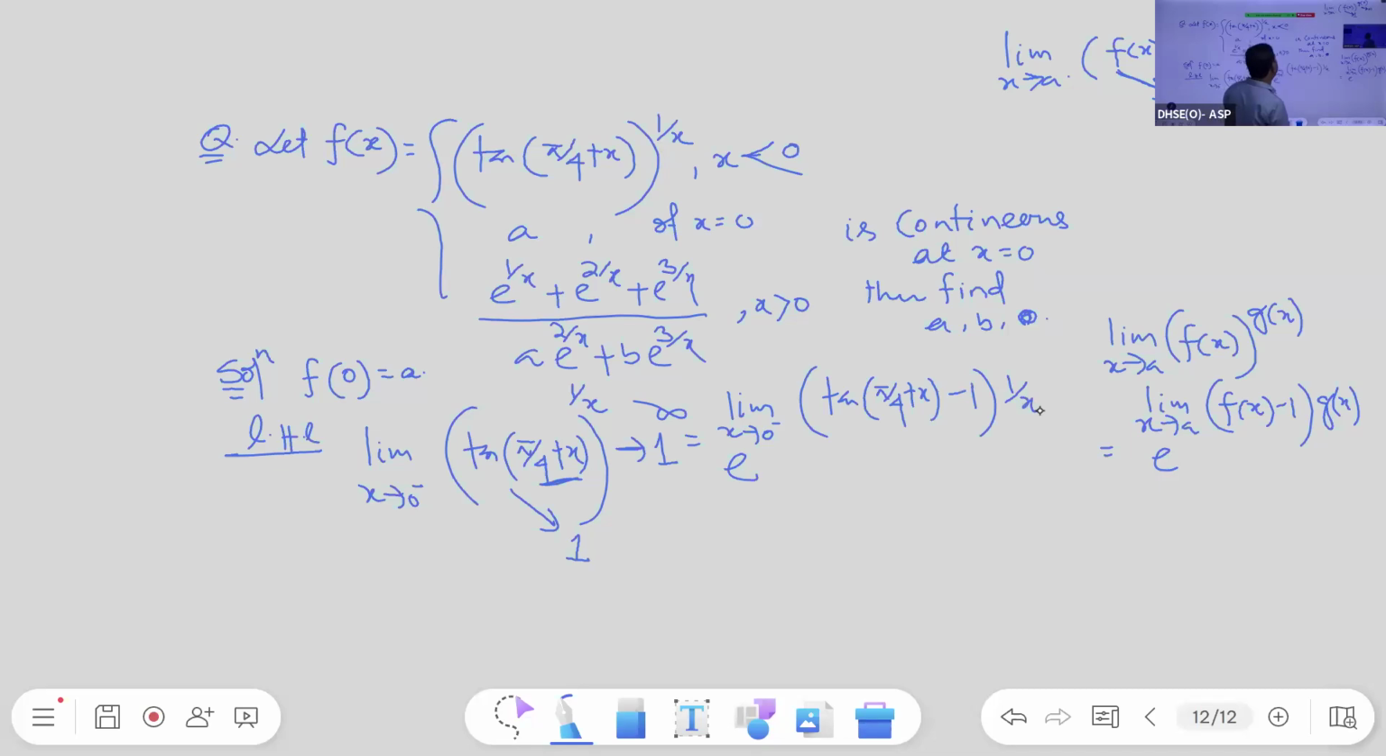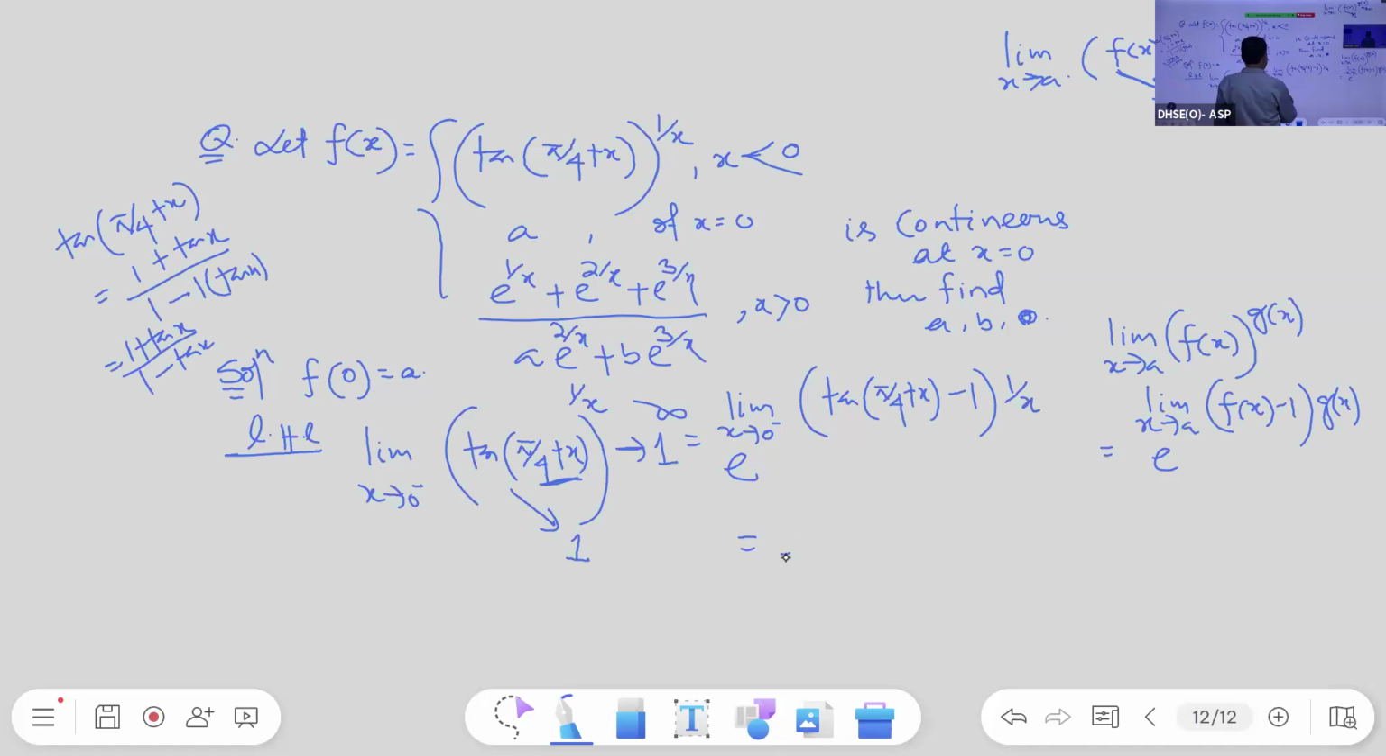All of you know the formula for tan of a plus b? Tan a plus tan b upon 1 minus tan a into tan b. So tan of pi by 4 plus x, I am writing it separately: tan pi by 4, that is 1, plus tan x upon 1 minus tan pi by 4, that is 1, into tan x. So tan of pi by 4 plus x is equal to 1 plus tan x upon 1 minus tan x.